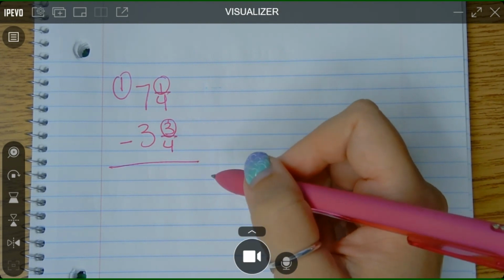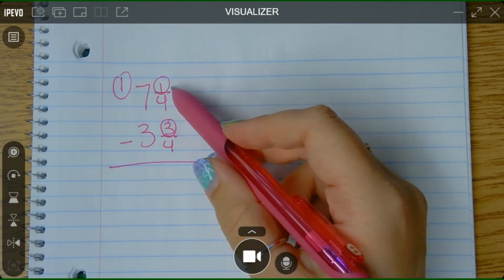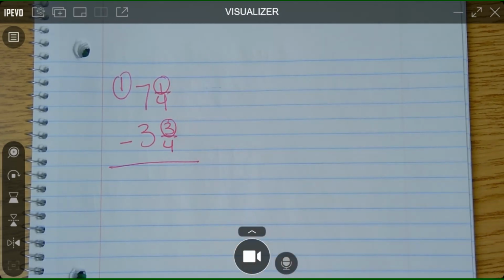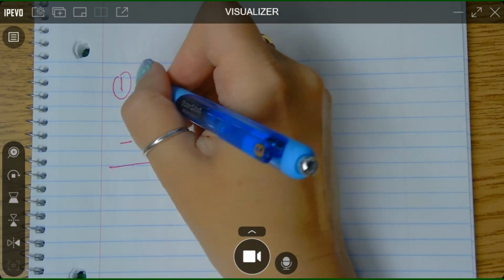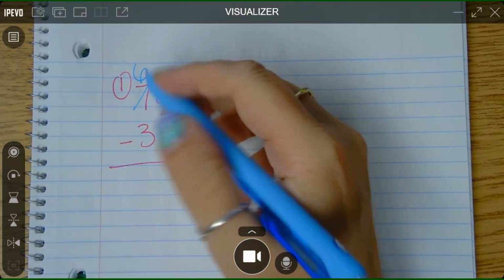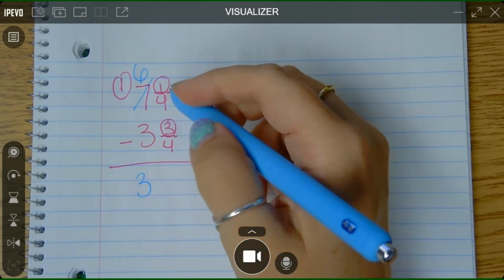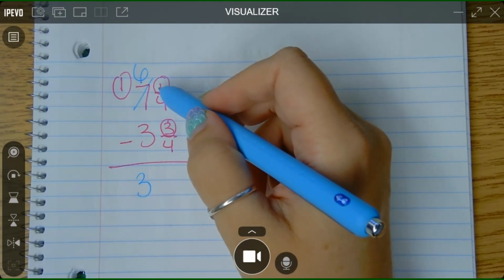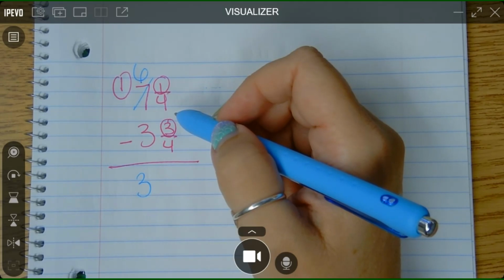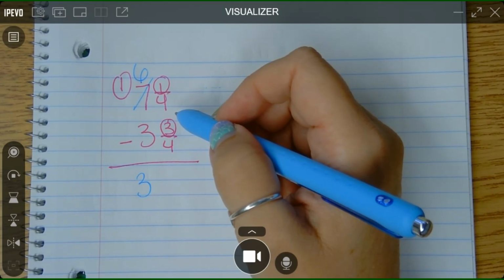But the problem is when I go to subtract 3 from 1, I can't do that. So I have to borrow from the whole number, right? So I'm going to borrow from the 7, and then I'd subtract before I forget. 6 minus 3 is 3. But when I go to add 1, I don't put it as like 11/4, because 1 plus 1/4 is 1 1/4, right? 11/4 is not 1 1/4.